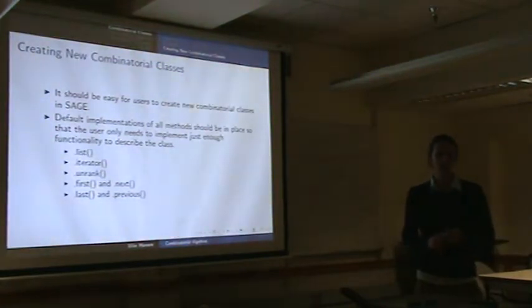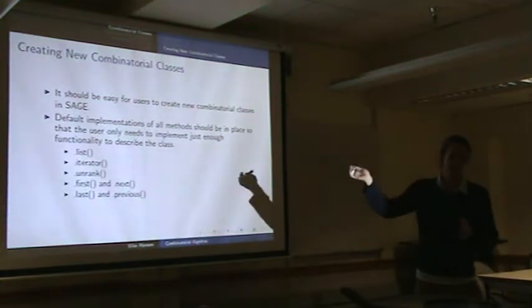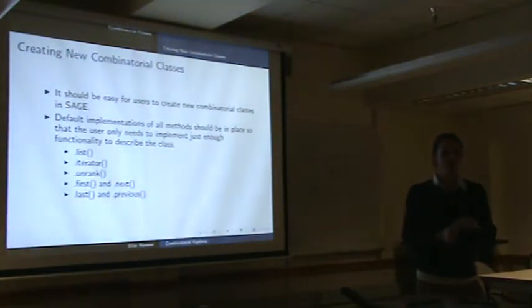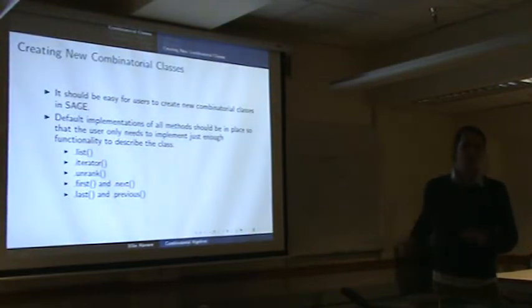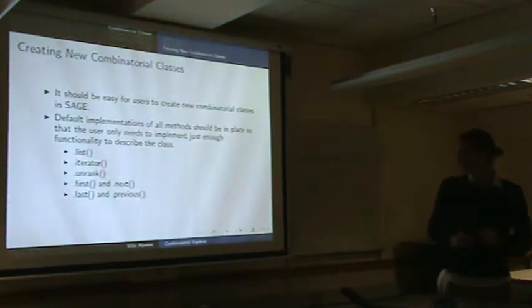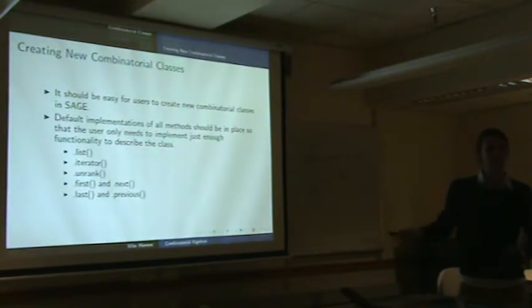That's really helpful because a lot of times if you're going to be working with combinatorial algebras, which I'll show you later, you'll want all of these to be there. And for some of them, the default implementation is the best you can do. So there's no reason to write that 100 times for 100 different classes.